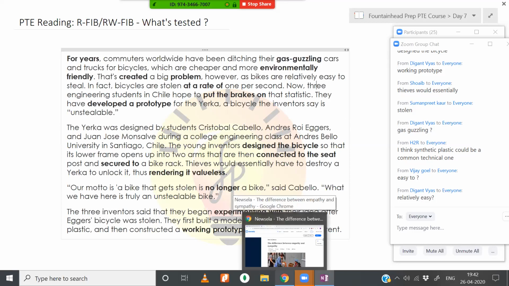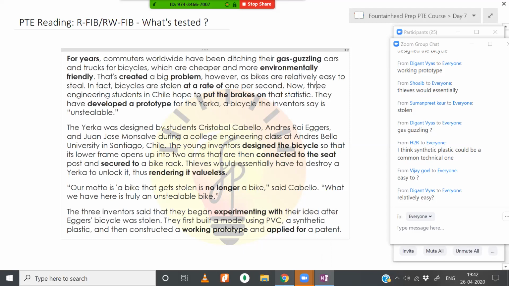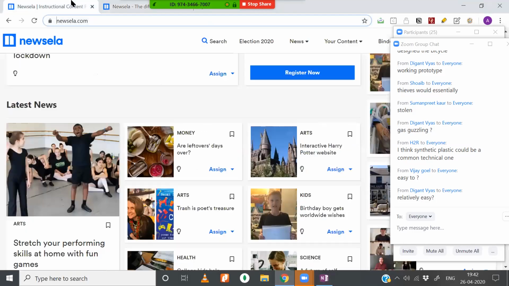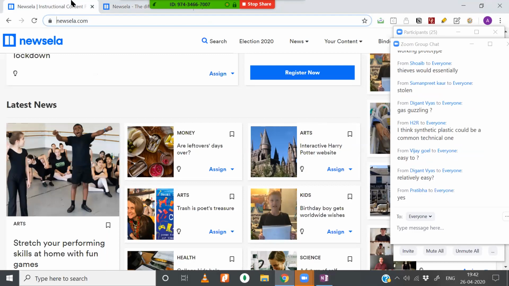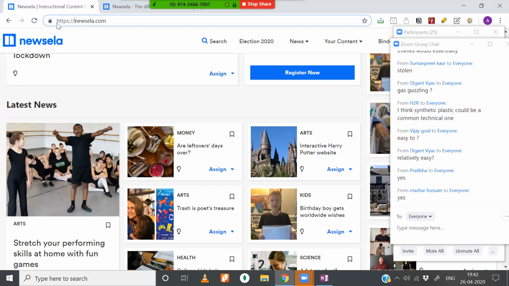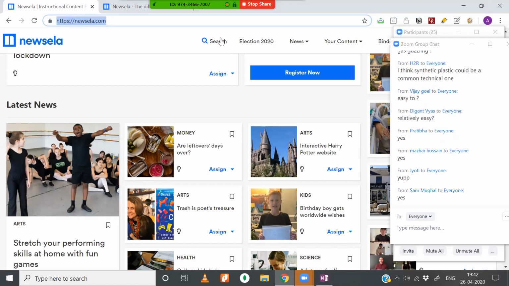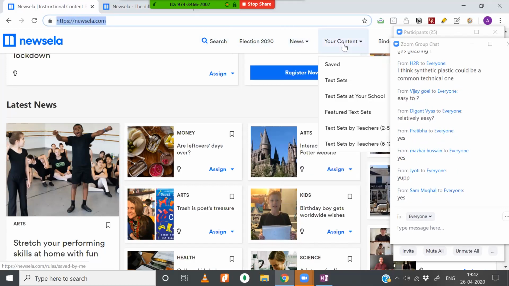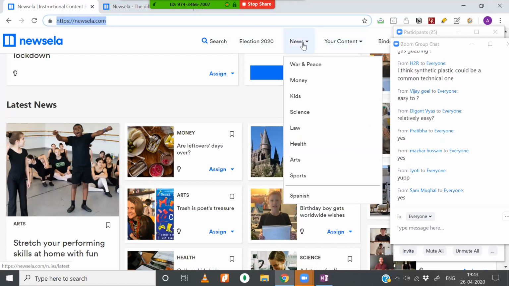Okay, so there is a website. Let me know if you can see my screen. Can you all see my screen? Right. So there is a website, newsela.com. It's a very powerful website. There are a lot of articles that you will get. You can scan, you can filter by your interest, and then you can go for an article.